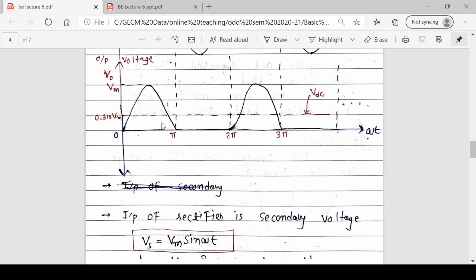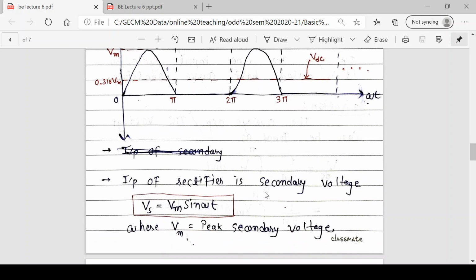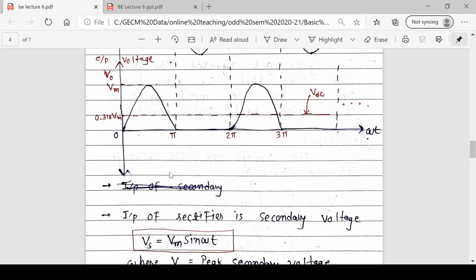So input of rectifier is secondary voltage. And what is the symbol of secondary voltage? Vs, and value is Vm sine omega t. So again we need to be confirmed that Vm is peak secondary voltage and Vs is RMS secondary voltage. Peak in the sense the maximum value of the peak, either positive or negative.